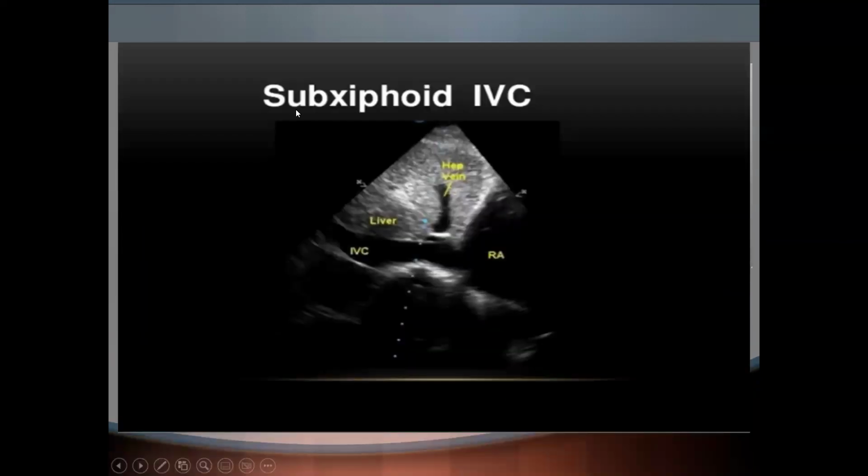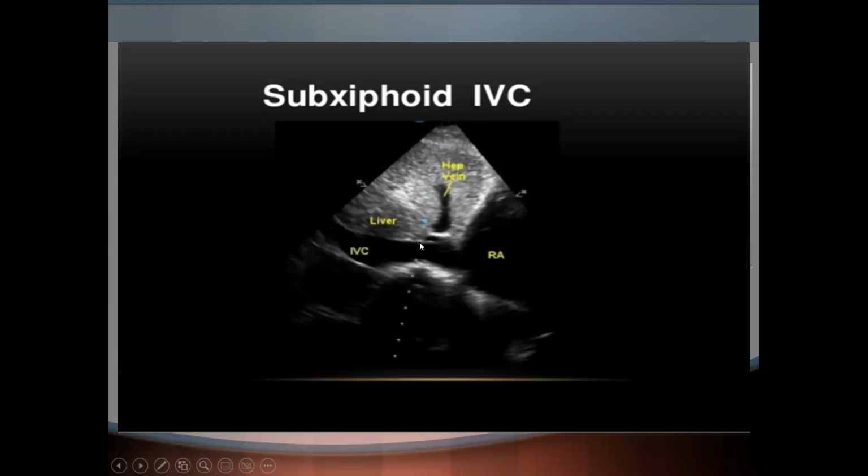Now you can see here the subxiphoid or subcostal view for the IVC. This is the diaphragm, the white one. This is the liver, and this is the hepatic vein. First of all, you have to get the subcostal view, and keep the right atrium in view on your screen all the time. Then past the liver, you will see the IVC going and ending at the right atrium.